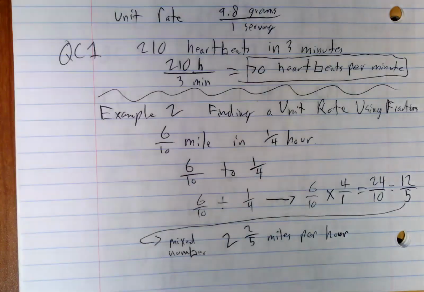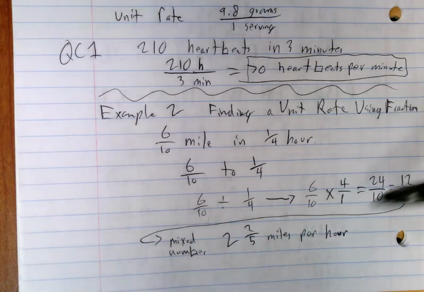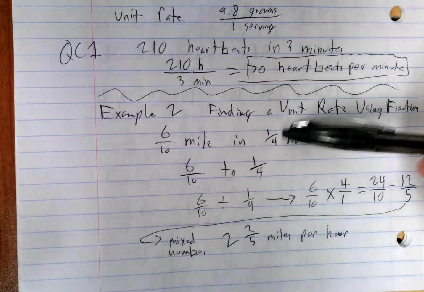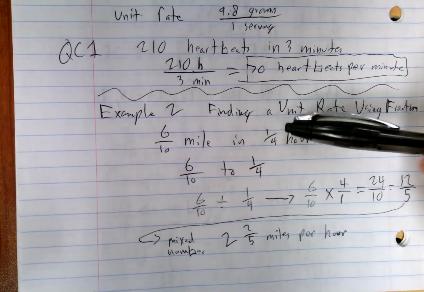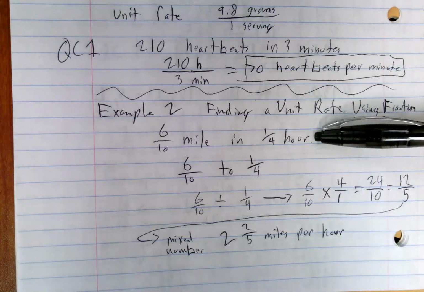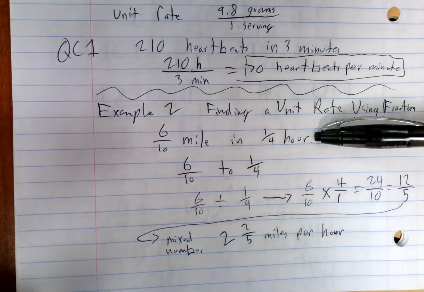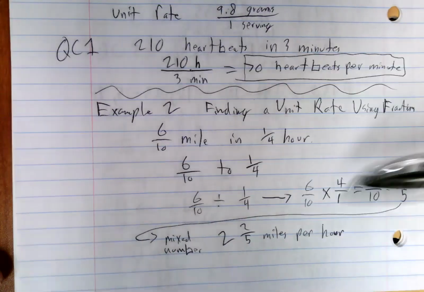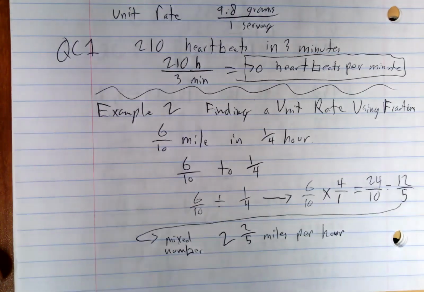Okay. And why does this part make sense right here? Why does multiplying by 4/1 make sense? Well, if we know in 1/4 of an hour, that's a quarter of an hour, we know there are 4 quarters in 1 hour, so we could just multiply this number by 4, which is what we did down here.